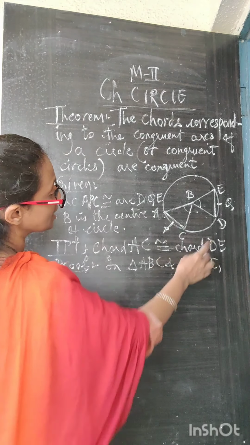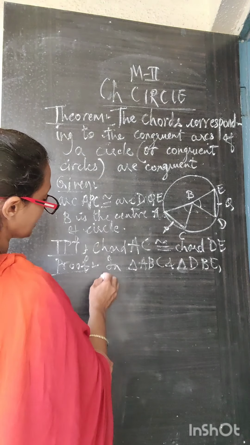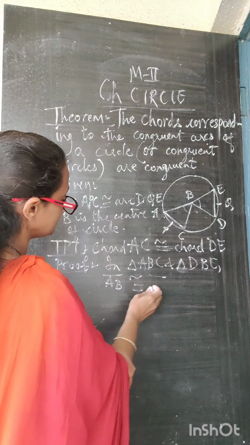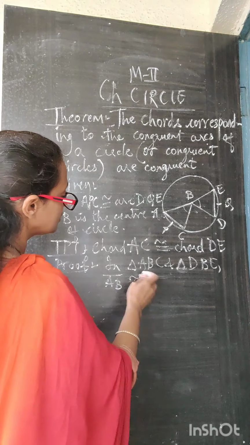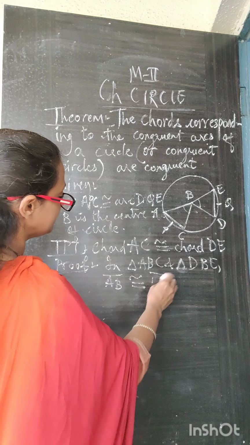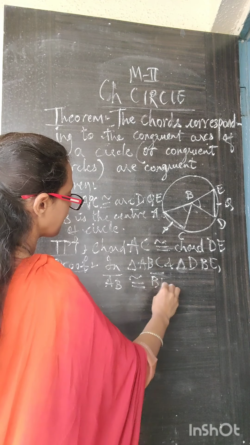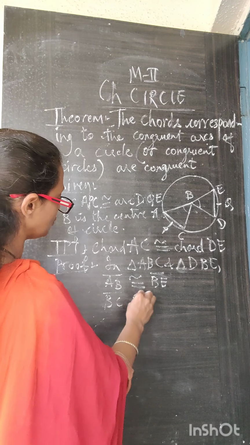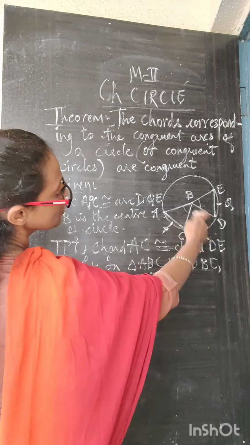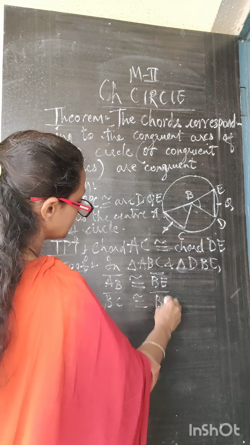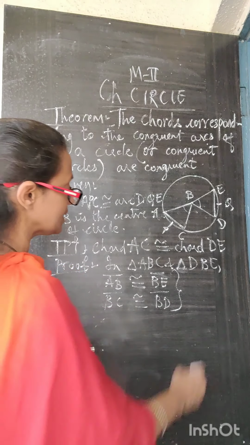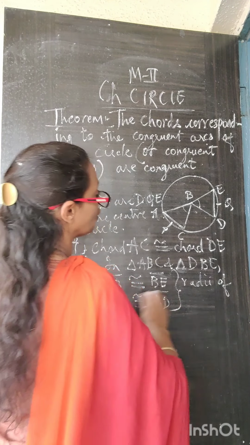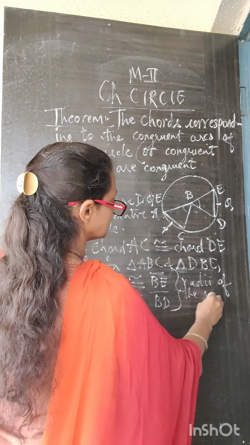In triangle ABC and triangle DBE, we have side AB, segment AB, congruent to segment BE, right? And what is the other one? Segment BC is congruent to which side of that triangle? BC congruent to BD. What is the reason for both these statements? Radii of the same circle. They both are nothing but a pair of radii of the same circle.